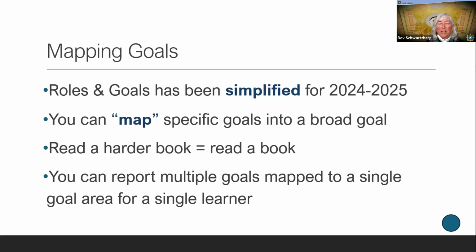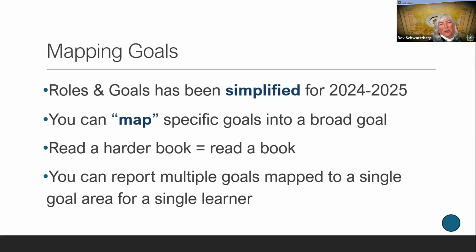So read a book, read a nonfiction book, read a harder book, read a magazine, read a newspaper. All of those are in general reading material goal, read a book, newspaper, or magazine. So for each learner, they can report that goal set in different ways and made progress in different ways and achieved in different ways. You can report multiple achievements within a single goal for a single learner. You can report multiple goals mapped to a single goal area for a single learner. And that is sometimes something people don't quite realize when you are reporting roles and goals.